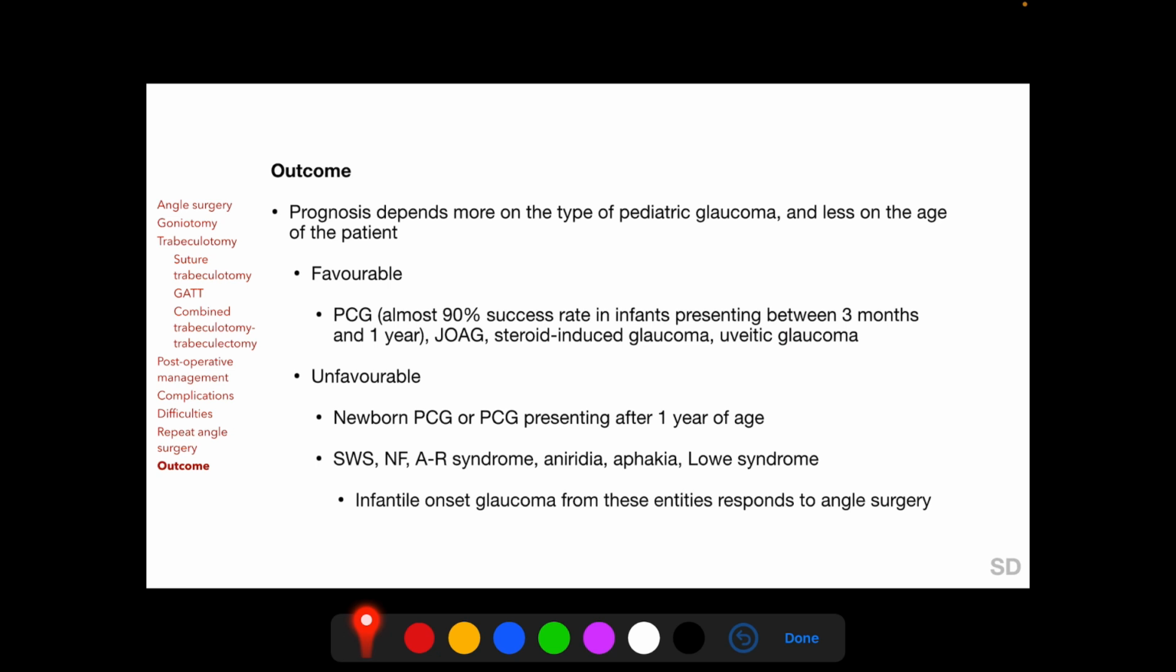Angle surgery is said to have an unfavorable prognosis in primary congenital glaucoma patients diagnosed either before 3 months of age or after 1 year of age, and in secondary pediatric glaucomas such as Sturge-Weber syndrome, neurofibromatosis, Axenfeld-Rieger syndrome, aniridia, aphakia, and Lowe syndrome. But it has been seen that infantile onset glaucoma from these entities do respond to angle surgery, but not as well as primary congenital glaucoma.